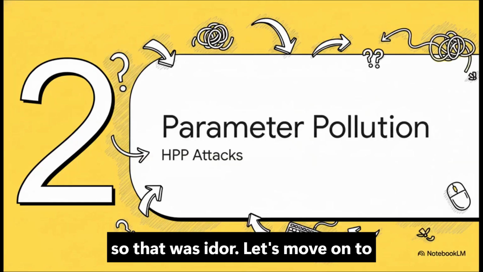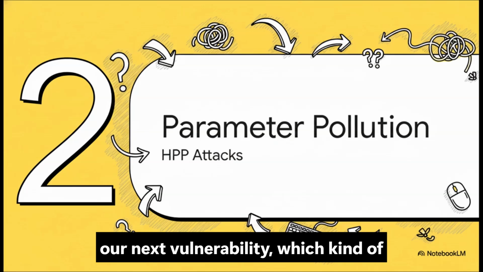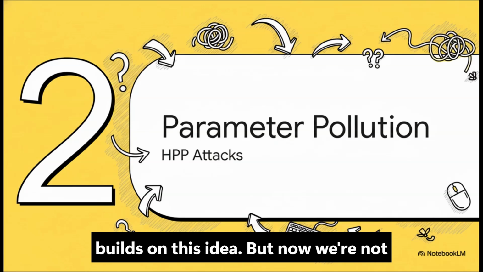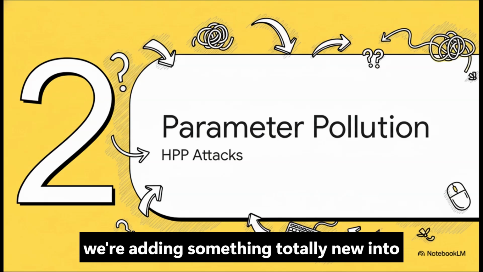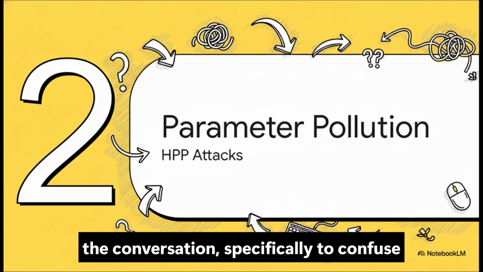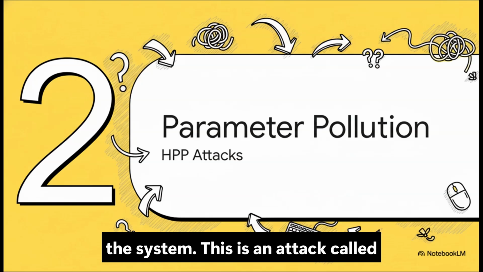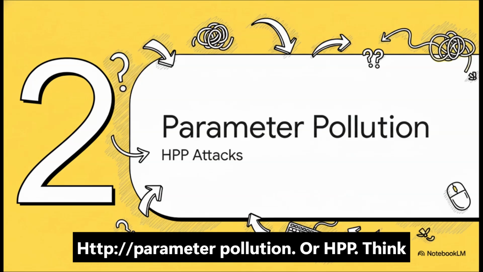Okay, so that was IDOR. Let's move on to our next vulnerability, which kind of builds on this idea. But now we're not just swapping out a value. No. This time, we're adding something totally new into the conversation, specifically to confuse the system. This is an attack called HTTP parameter pollution, or HPP.